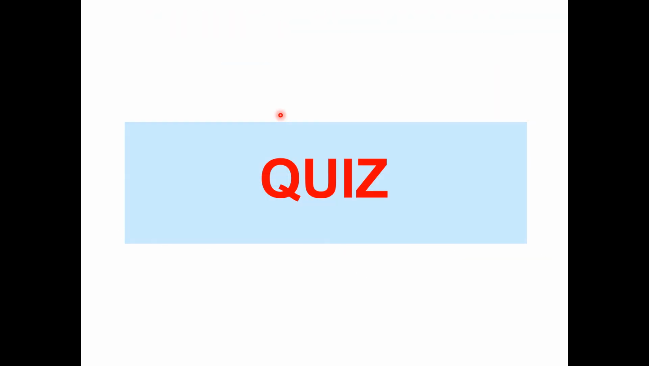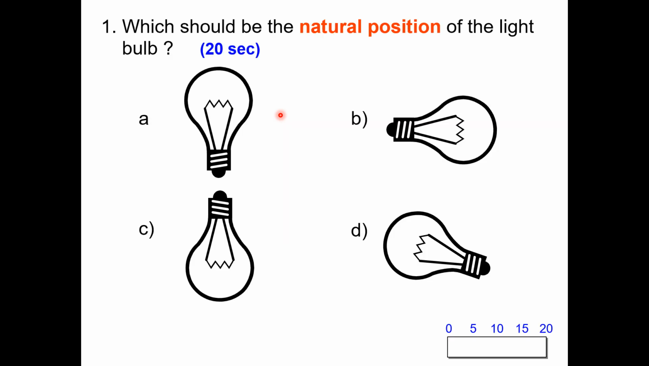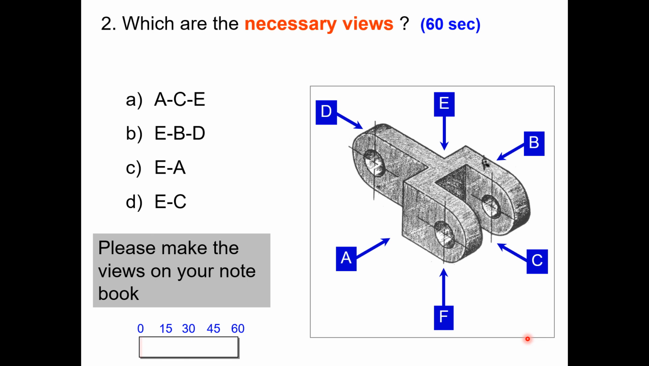Now there is a small quiz. You have to imagine while watching this lecture. So which should be the natural position of the light? A, B, C, D. You have 20 seconds. When you place the bulb, at any place, what will be its natural position? Here, so that was its natural position.